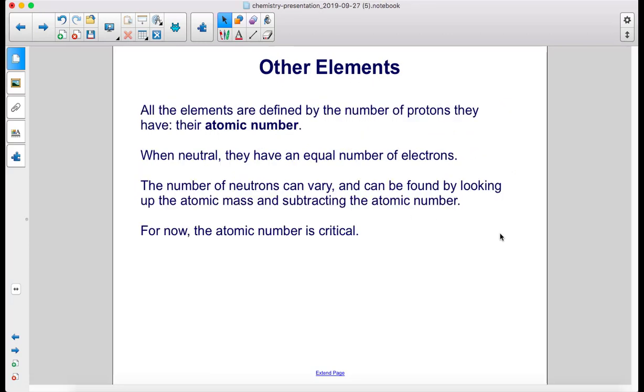All the elements are defined by the number of protons they have, their atomic number. When neutral, they have an equal number of electrons. The number of neutrons can vary and can be found by looking up the atomic mass and subtracting the atomic number. For now, the atomic number is critical.